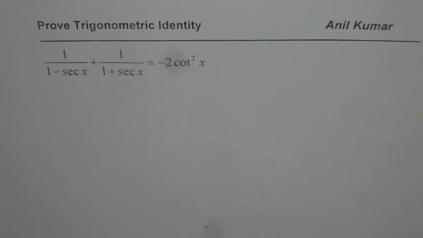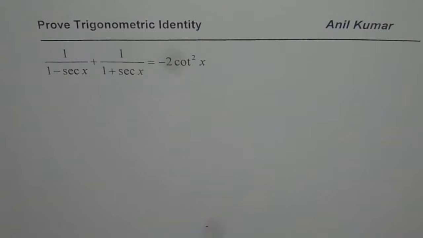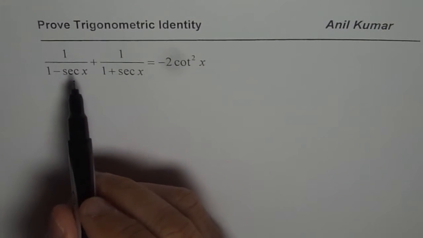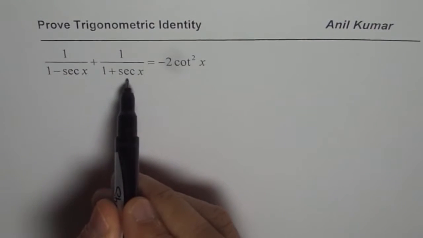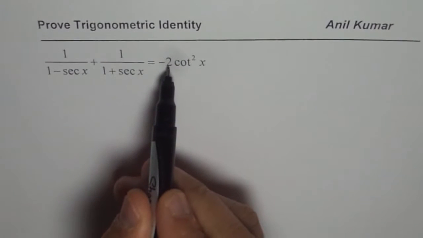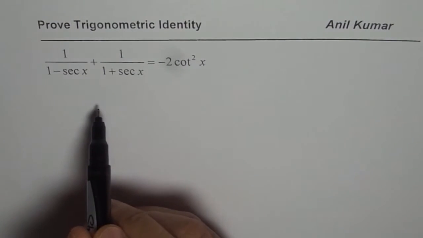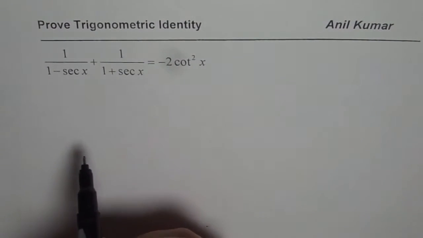I'm Anil Kumar, and in this video we'll prove a trigonometric identity and review what we have learned about trigonometric ratios. So on the left side we have 1 over 1 minus secant x plus 1 over 1 plus secant x. On the right side we have minus 2 cotangent square x. We need to prove that left side is equal to right side.